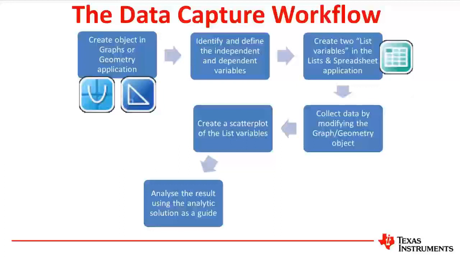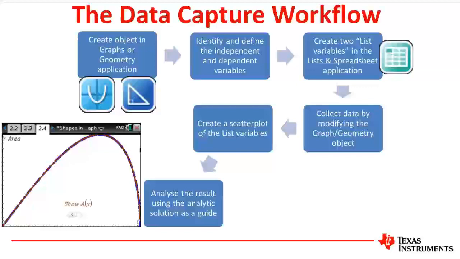Then what happens is you can create a scatter plot of those two list variables, and you can see the relationship between every radius coordinate, for example, compared to the corresponding area coordinate. And then what's even better is you can then analyze that result using the analytic solution. So, for example, us as teachers and students, we all know that the area of a circle is related to its radius via A equals pi r squared.